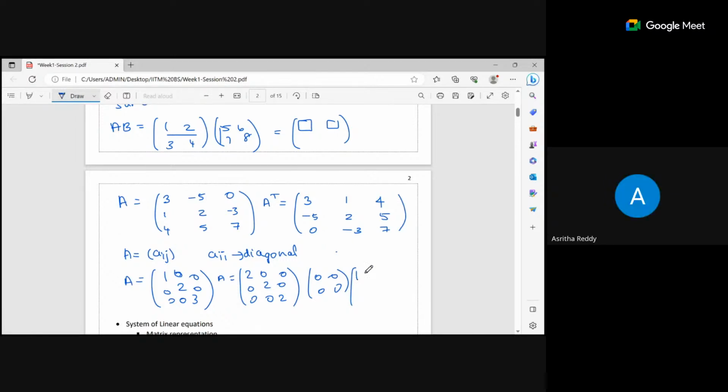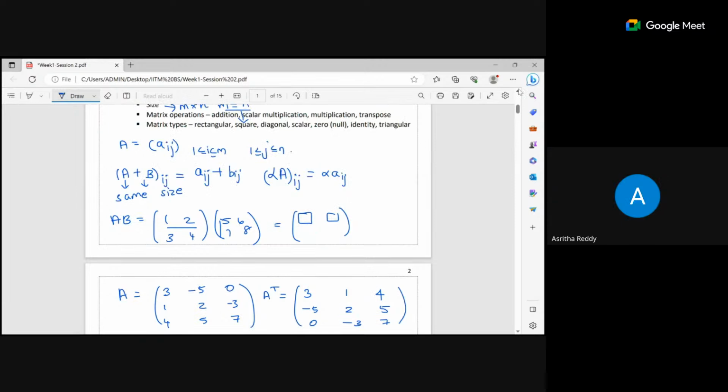It is a scalar matrix with the diagonal values as 1. You can say it is a scalar as well as a diagonal matrix, right? Because all the non-diagonal entries are zero, and also all the diagonal entries are the same. So in particular, it is also a scalar matrix, right? Okay, is this clear?